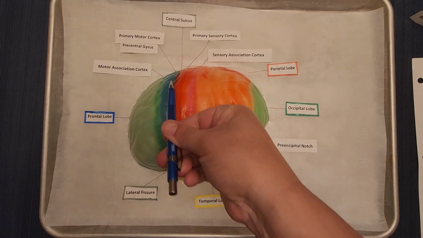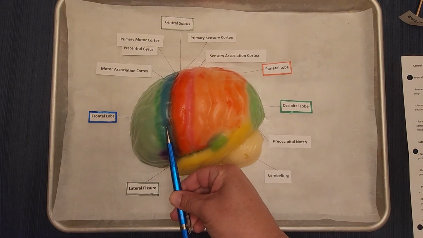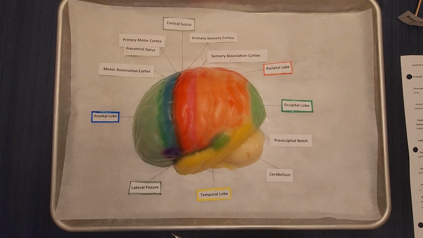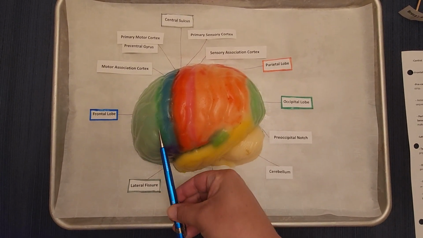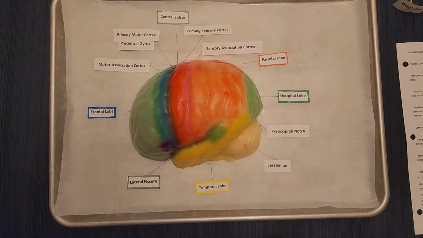The precentral gyrus is this dark blue strip here, and that's where we'll find the primary motor cortex, also known as the motor strip. Anterior to that, in this kind of green strip, is the motor association cortex, which is involved in planning and sequencing of movement.